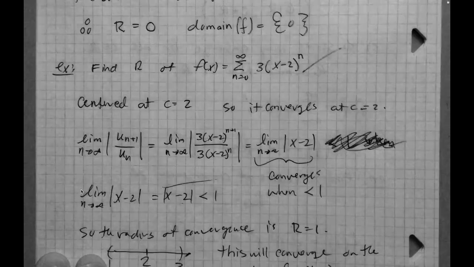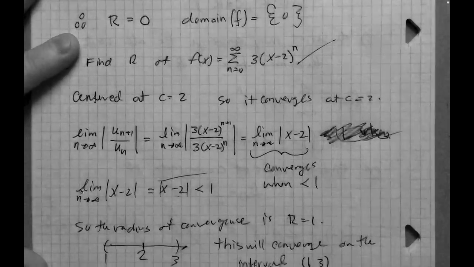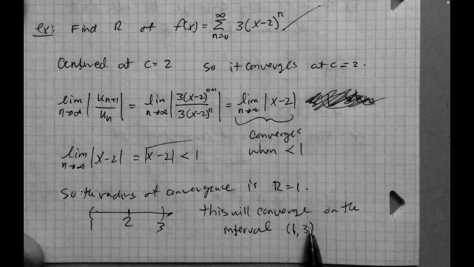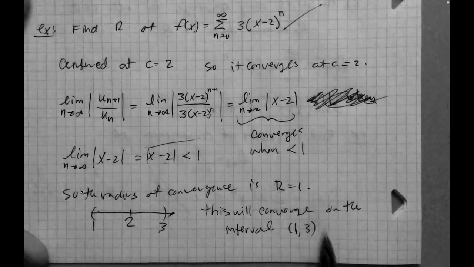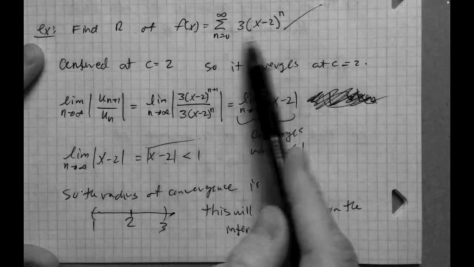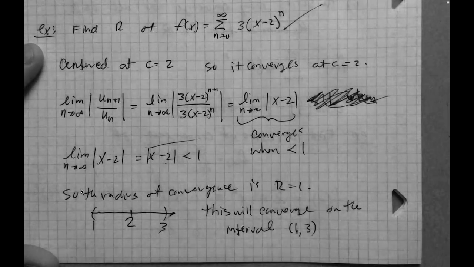Okay, very cool. But then anything outside of that interval would cause the infinite series to diverge. So if I were to plug in 3.1, f of 3.1, I would get something that diverges. Anything outside of that interval. All right, very good. Let's do one more example.